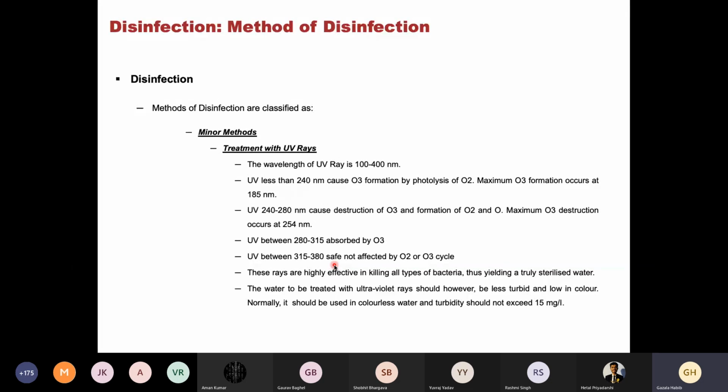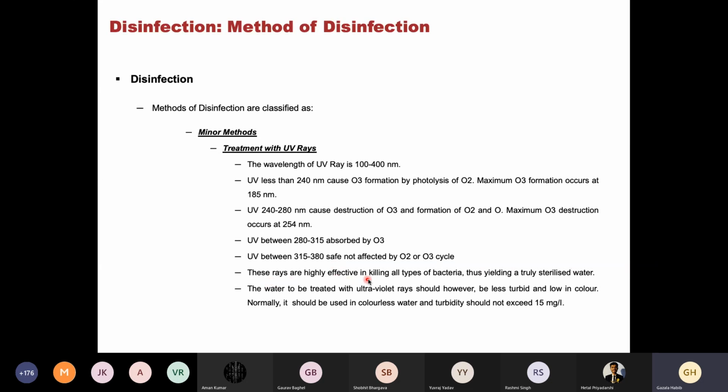UV between 280 to 315 is absorbed by ozone. Okay, so in this range, whatever UV radiation is there can be absorbed by O3. And the UV between 315 to 380 is safe and not affected by any oxygen or O3 formation cycle. So this is how the UV is being used.